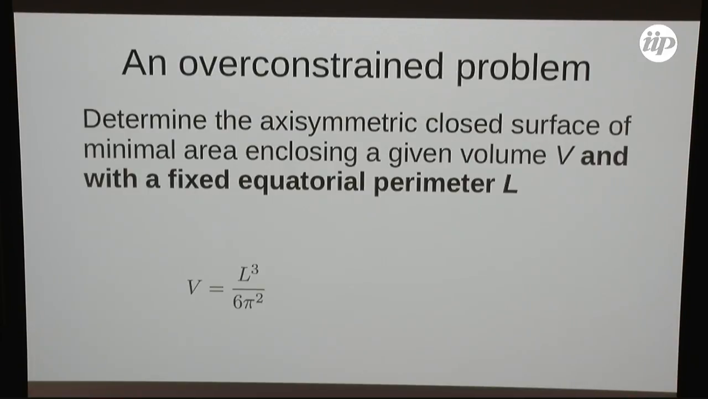Okay, so we can now try to ask this question. What is the closed surface, the axisymmetric closed surface, with minimal area enclosing a given volume and with a fixed equatorial perimeter? One case that's very easy to answer is this one. If the volume is related to the equatorial perimeter by this relation, this is the sphere. The sphere is the minimal area surface for the free case. Of course, that will be also the minimal area surface for this case because the constraints are compatible.